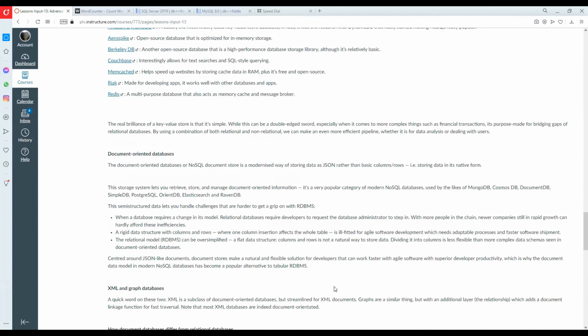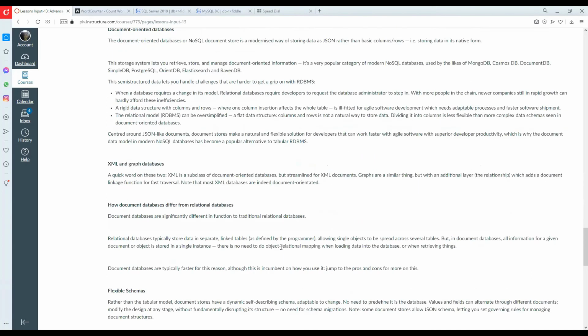The real brilliance of a key value store is that it's simple. While this can be a double-edged sword, especially when it comes to more complex things such as financial transactions, it's purpose-made for bridging gaps of relational databases. By using a combination of both relational and non-relational, we can even make a more efficient pipeline, whether it is for data analysis or dealing with users.